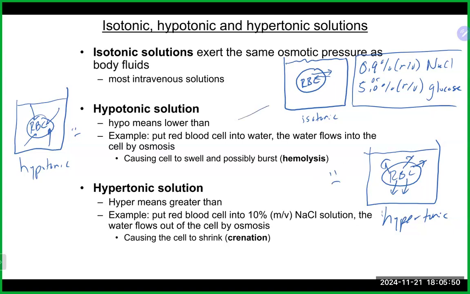That is why, again, IV solutions are isotonic, because if you're getting an IV, you're probably not in the best of shape or something's not so great for you. So you don't want to screw everybody up more by giving either a hypotonic or a hypertonic type solution to somebody. Any questions on that there?